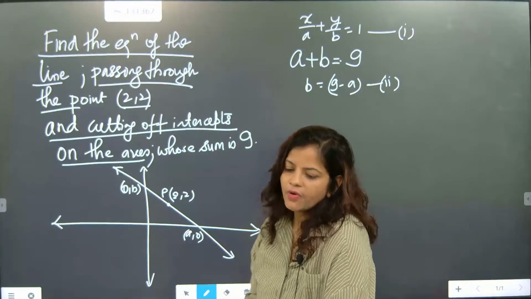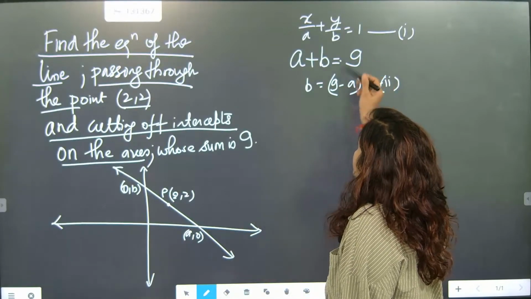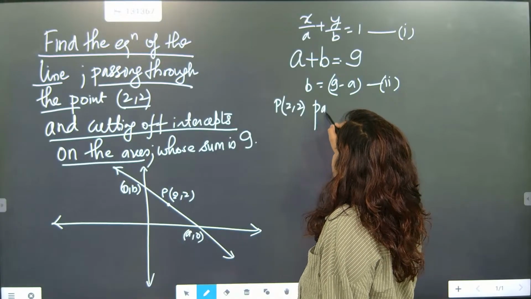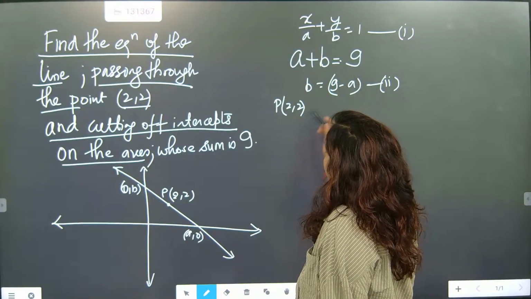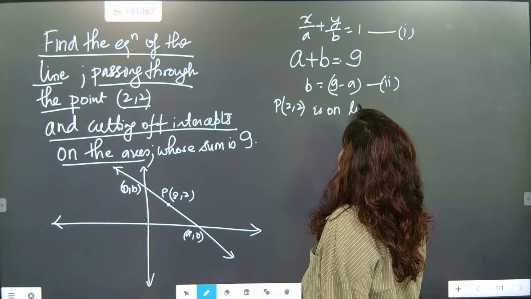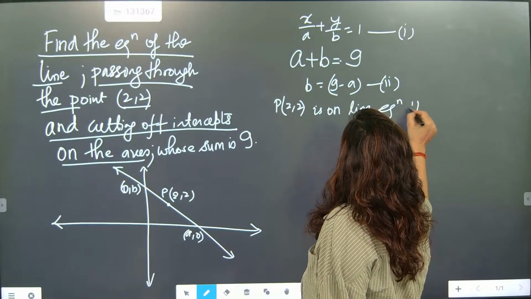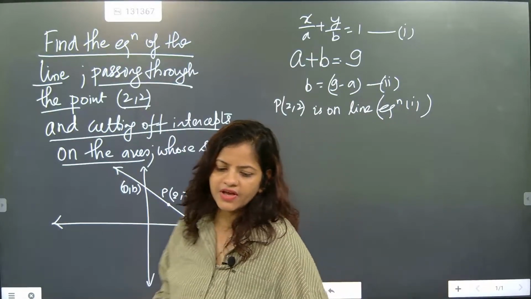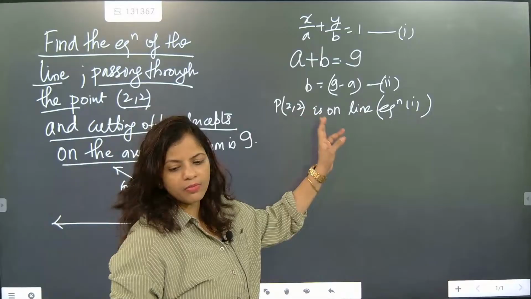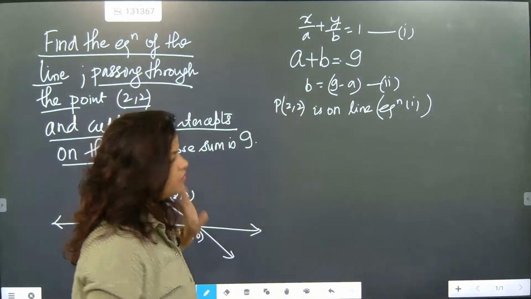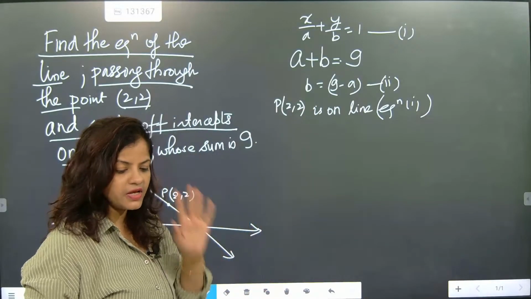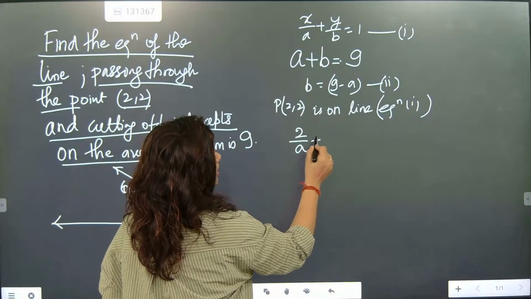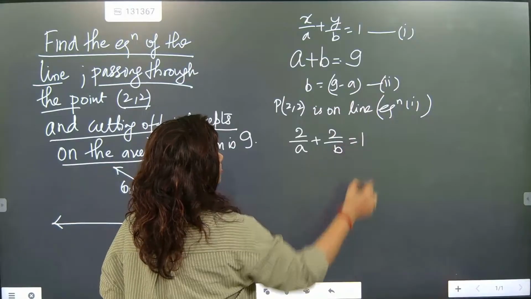Now another important point: the point P (2, 2) is on the line, that is equation 1. This is line L1. So directly we can write that this point (2, 2) is on the line of equation 1. So 100% it will satisfy the equation of the line. So it will become 2 by a plus 2 by b equal to 1, correct?